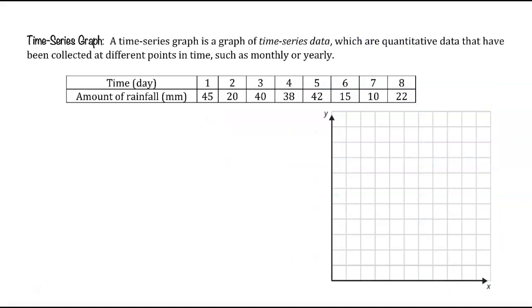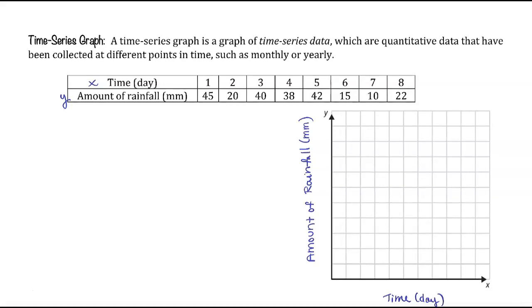With a time series graph, we are interested in data that is quantitative and has been collected at different points in time. Let's look at this table of values and construct a time series graph. The first step is to label the horizontal axis. Our x values in this case correspond to time given in days, so I'll label the horizontal axis accordingly. The corresponding y values are the amount of rainfall given in millimeters, so I'll use that information to label the vertical axis.